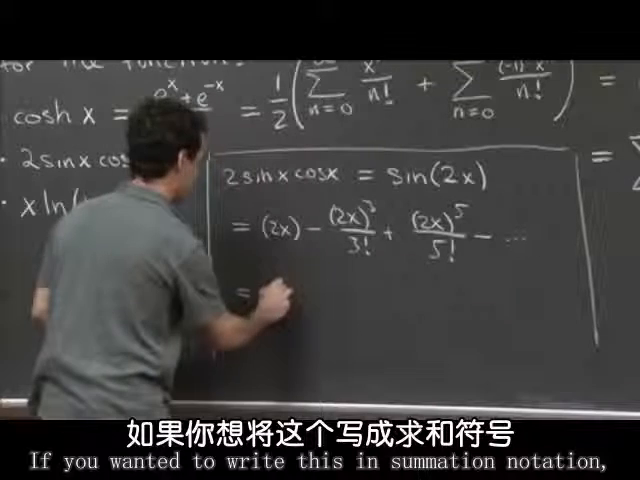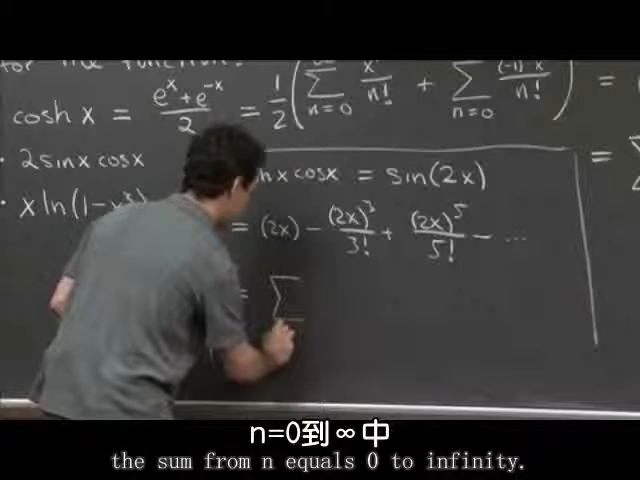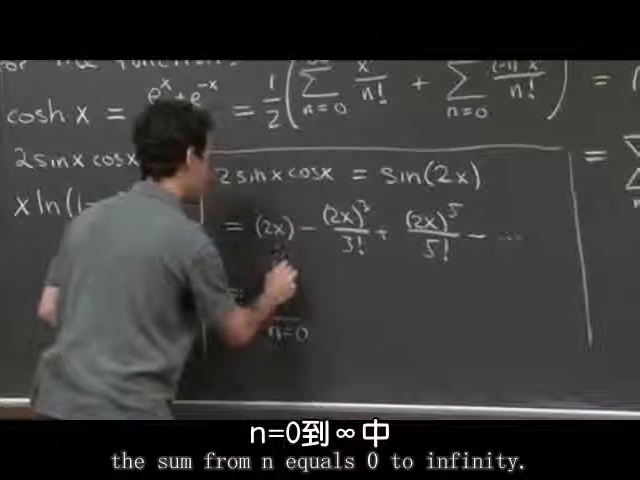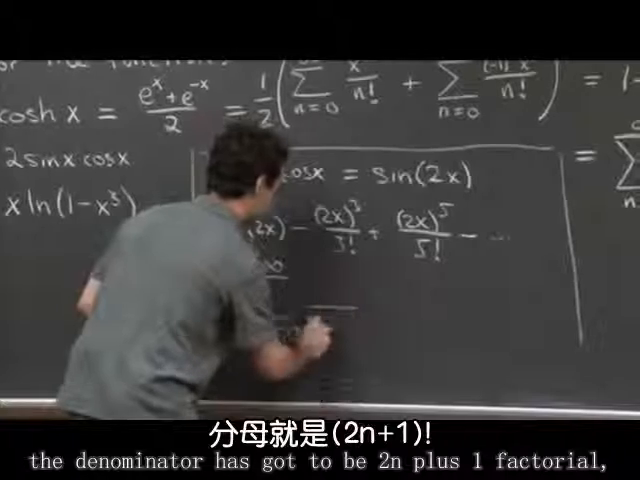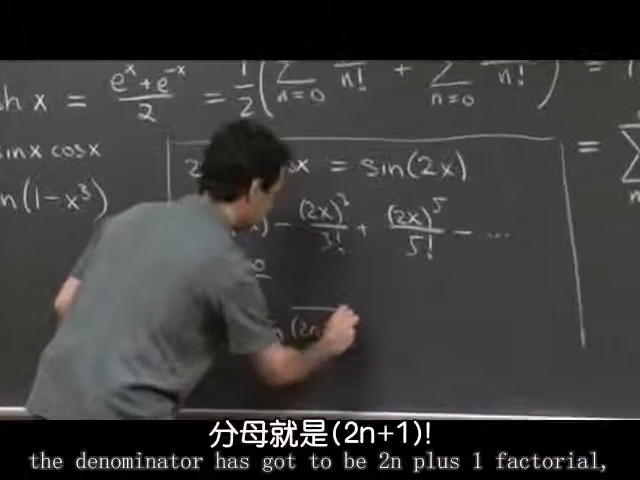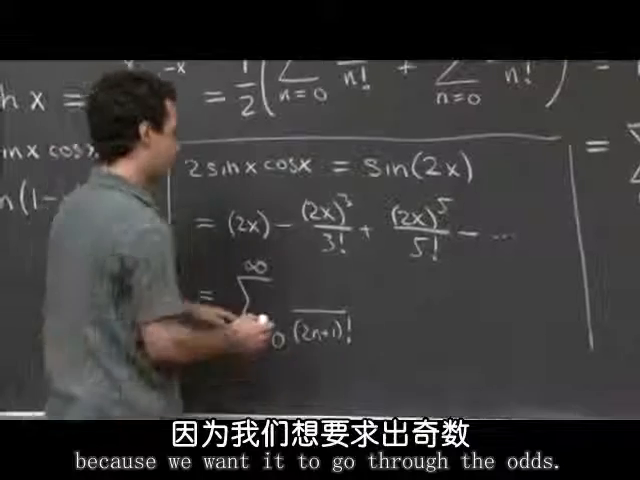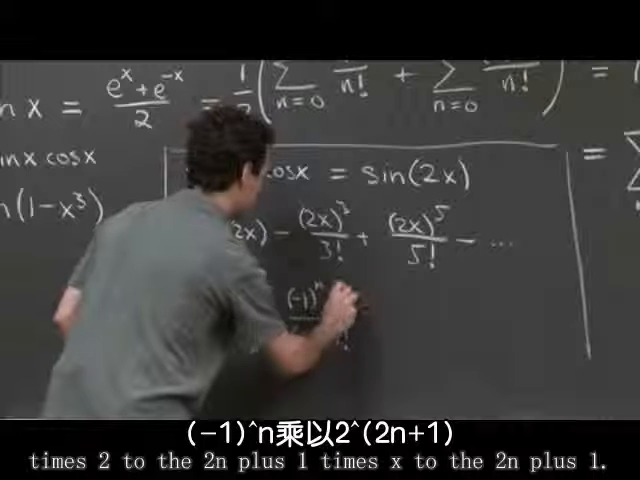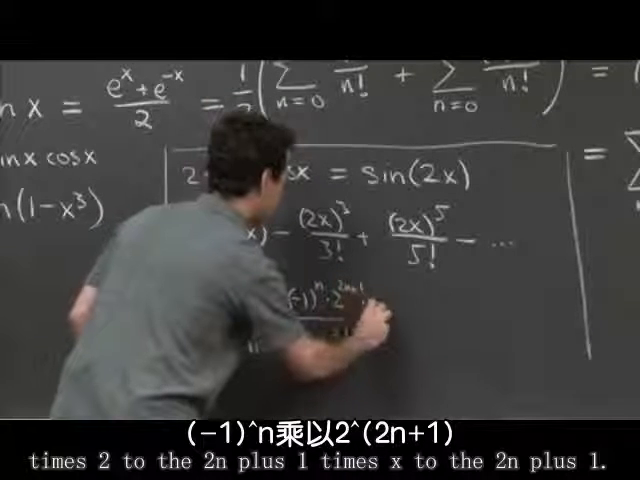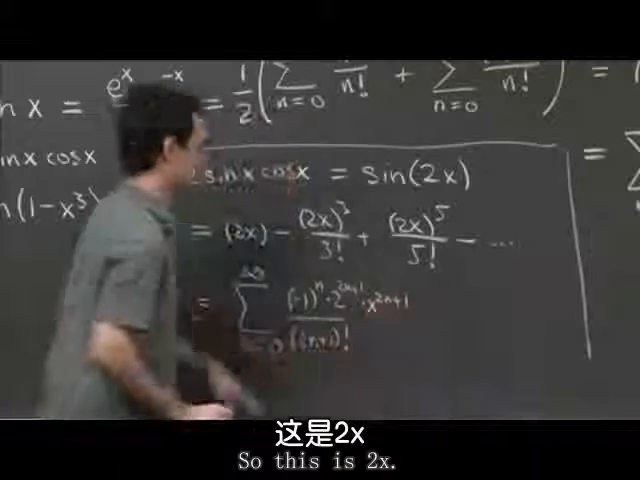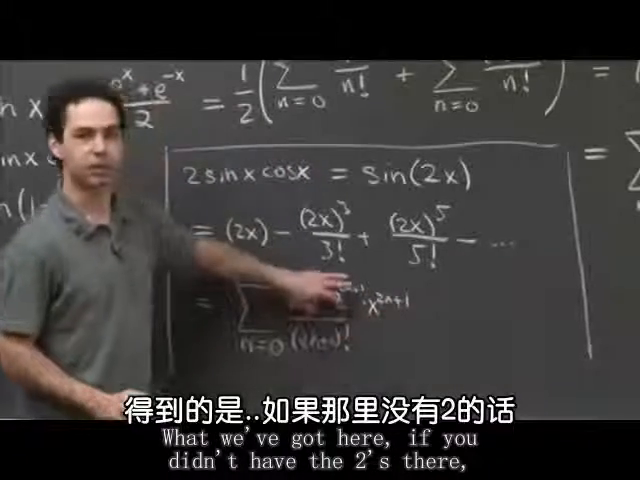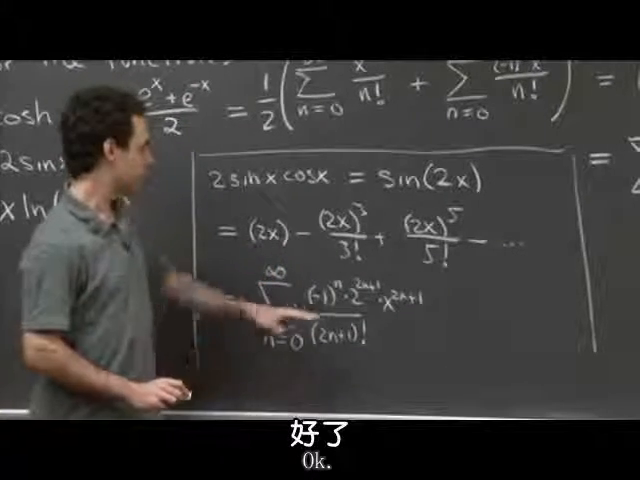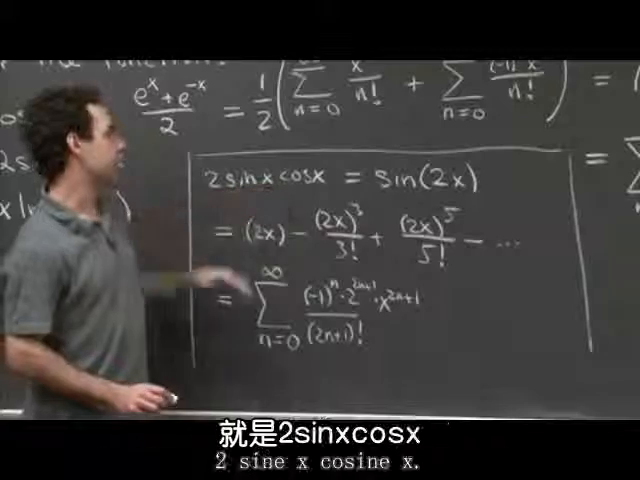If you wanted to write this in summation notation, you could write it as the sum from n equals 0 to infinity. The denominator has got to be (2n plus 1) factorial because we want it to go through the odds. And then we've got minus 1 to the n times 2 to the 2n plus 1 times x to the 2n plus 1. So this is 2x. If you didn't have the 2's there, that would just be the series for the regular sine. So this is the series for this function, 2 sine x cosine x.